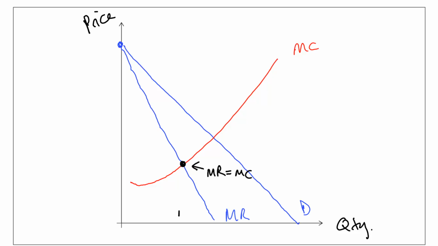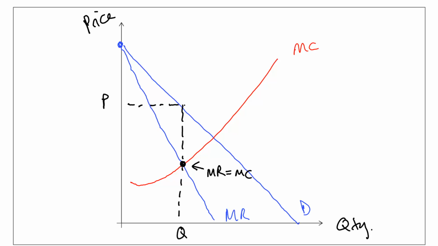And so we're going to trace out the coordinates of this intersection. So if we trace up to the demand curve and across to the price axis, we can see P is going to be the price of this thing, and we're going to be selling or producing Q units of this thing.